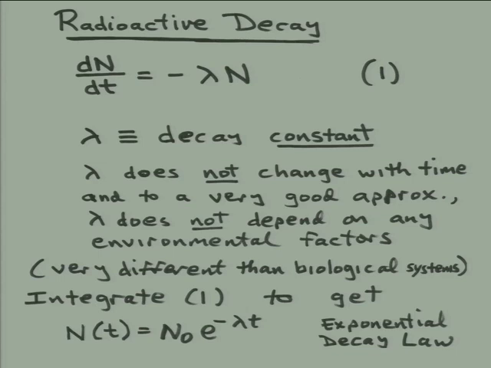It's equal to minus lambda N, okay? Where lambda is what's called the decay constant. This is a number. It has units of inverse time, 1 over time. Particular number for each radioactive isotope. Each isotope has a unique decay constant. And so the rate of decay of this system is proportional to how many of these atoms I've got sitting there, and the proportionality constant is what we call lambda.